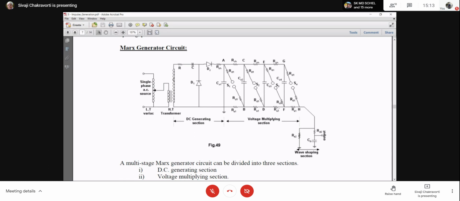But now what happens? Let's say now all the capacitors are charged up to a voltage V. At this condition, we have to fire this generator, and we have to fire it in such a way that their voltages are added. That means these capacitors must be connected in series. Now what happens? By some means, which I will explain, this is called triggering of the generator, this first S1 gap is fired.